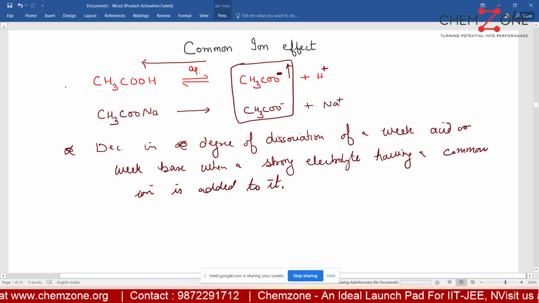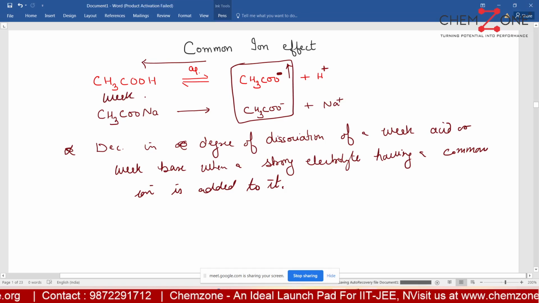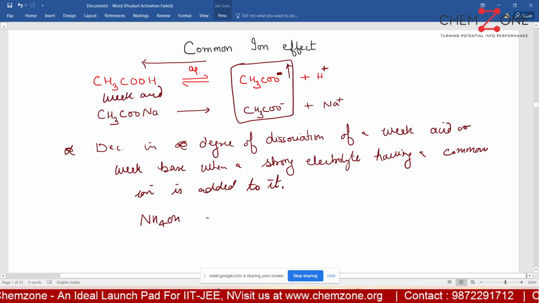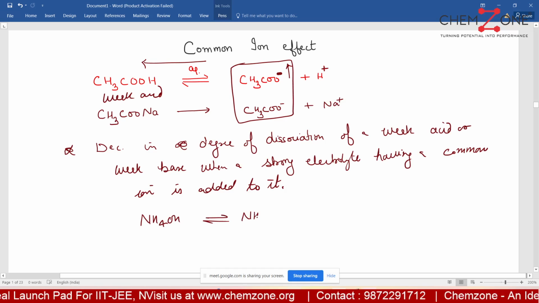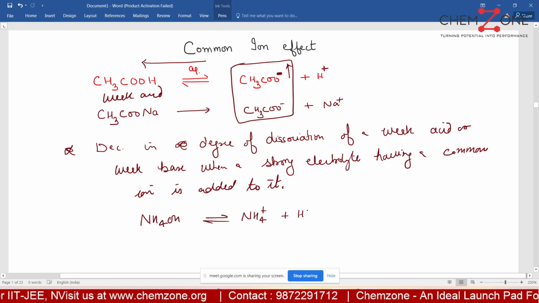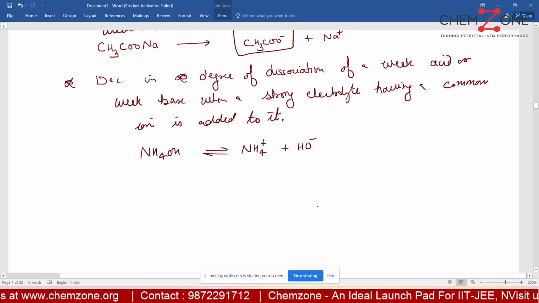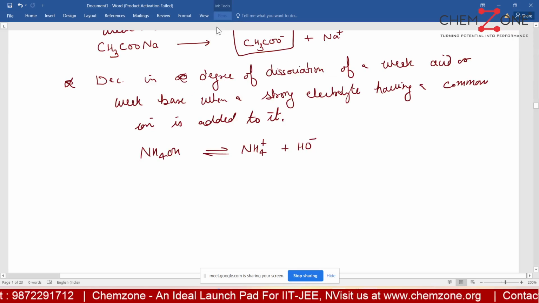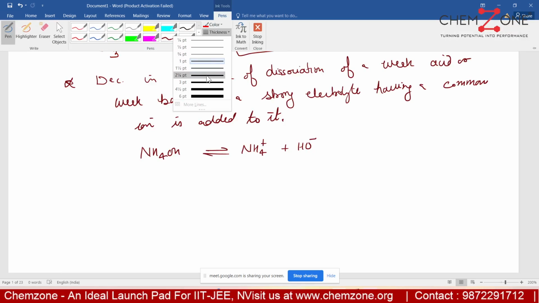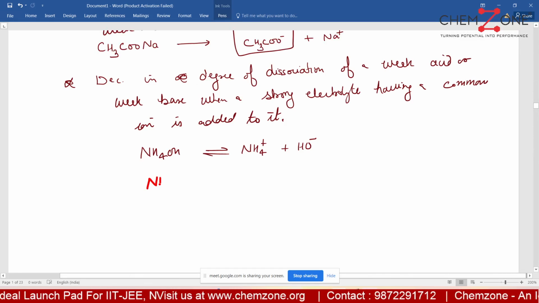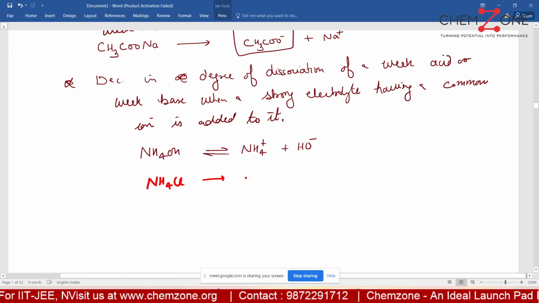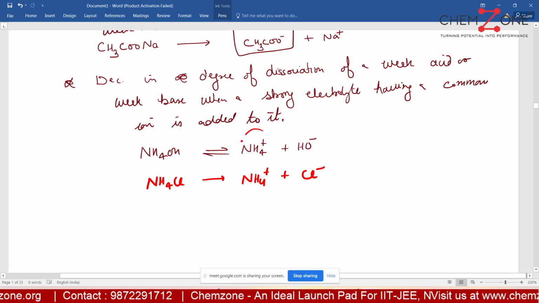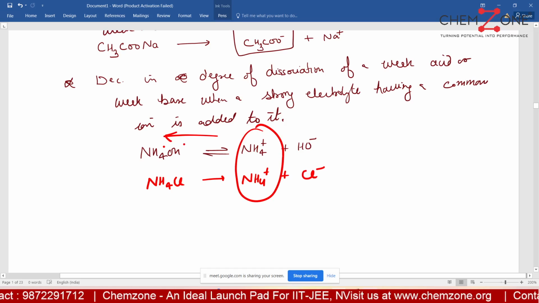Here I'm showing only the weak acid. Similarly, I can show it with the weak base also. Now I'm adding ammonium chloride to it. That is a strong electrolyte. It will form ammonium and chloride ions. Now the common ion reaction goes in the backward direction.